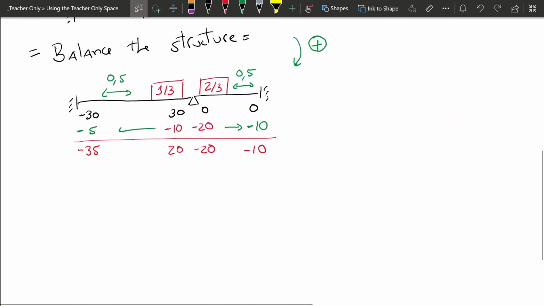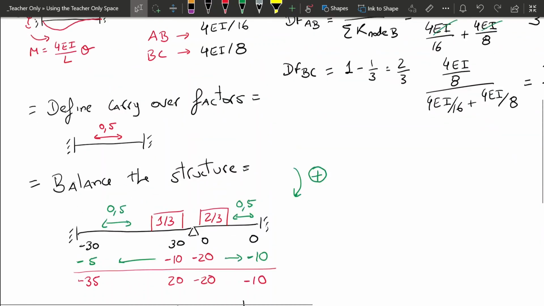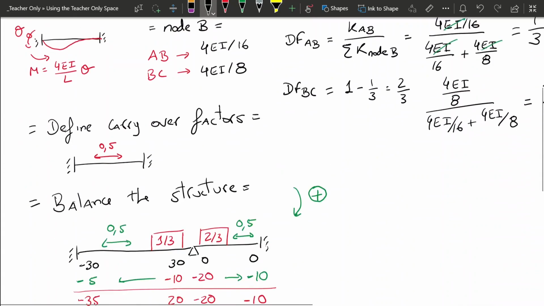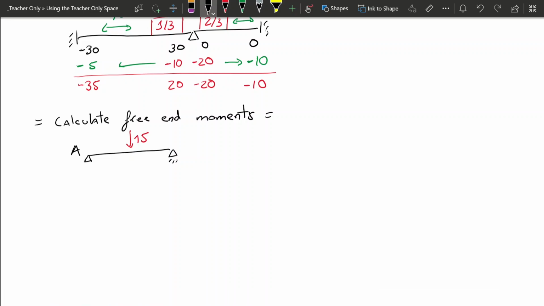To do so, the next step is to calculate free end moments, and this step is very similar to the first one, where we were trying to calculate the fixed end moment. But here you see the supports are fixed, and now the supports will be pinned. So your bar AB should look somewhat like this. Now, in this case, this is very simple to calculate.